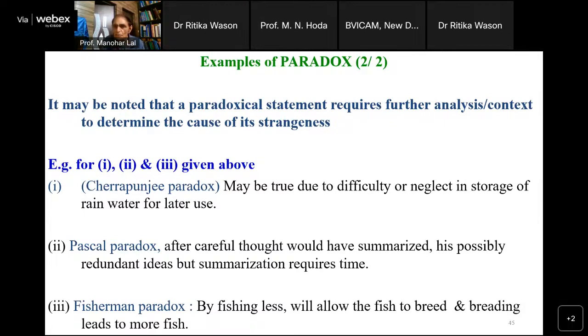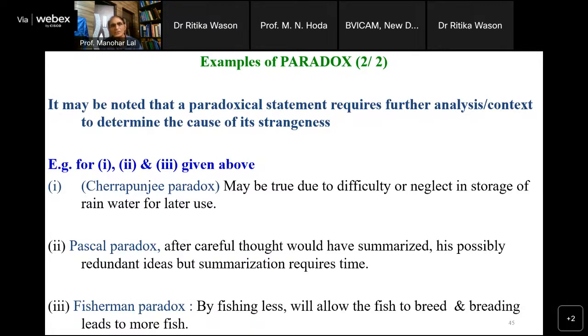The Chirapunji paradox may be true due to difficulty or neglect in the storage of rainwater for later use. This all slips down. Pascal's paradox: after careful thought, a letter will be summarized, because if you write a very long letter, making a good summary requires a lot of time. The same amount of information, rather more, better information, can be conveyed in fewer words, but that requires more time. And the fisherman paradox is that by fishing less, it will allow the fish to breed, and breeding leads to more fish. So what I mean to say is, paradoxes are apparent fallacies which need further investigation in order to be resolved.